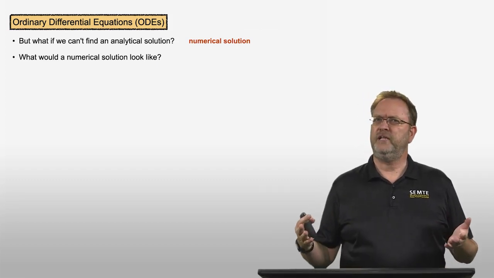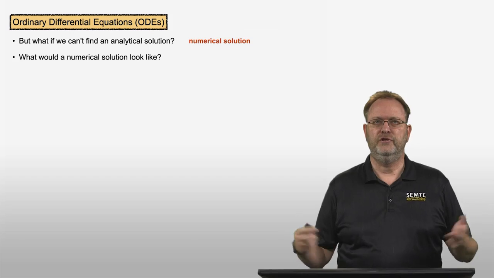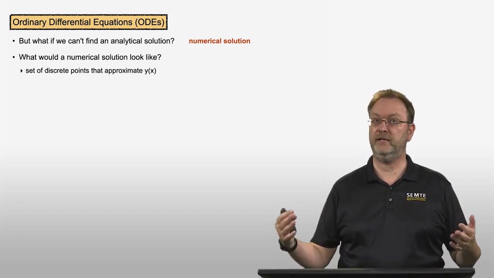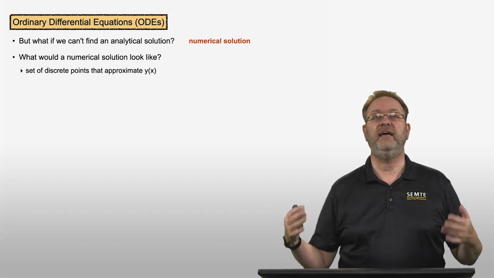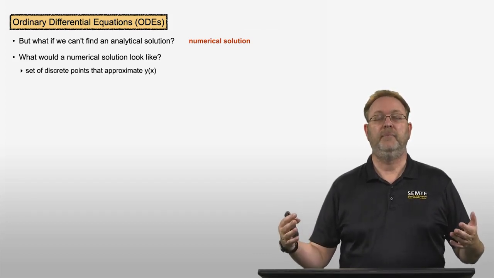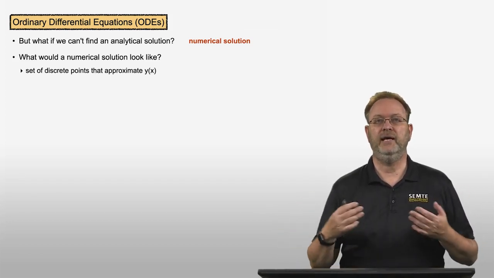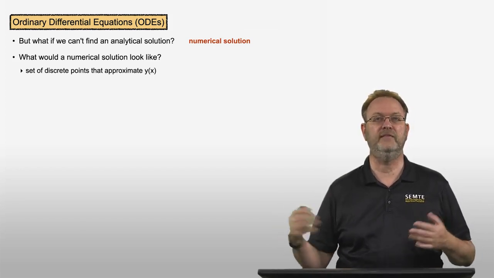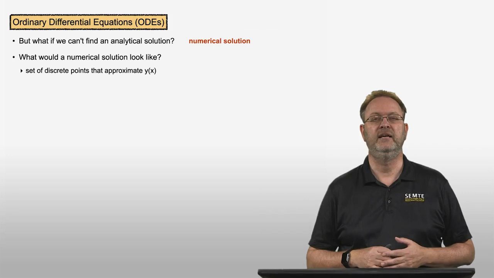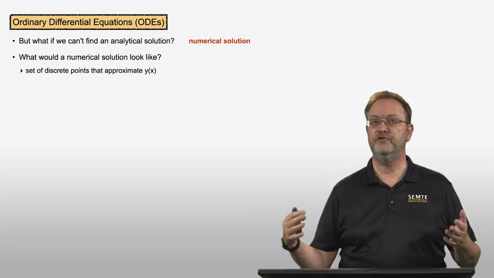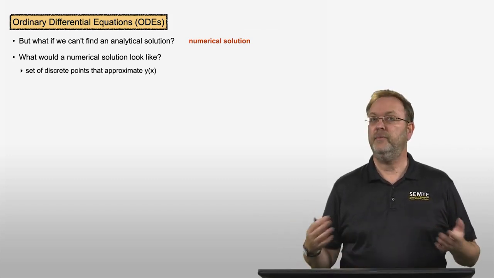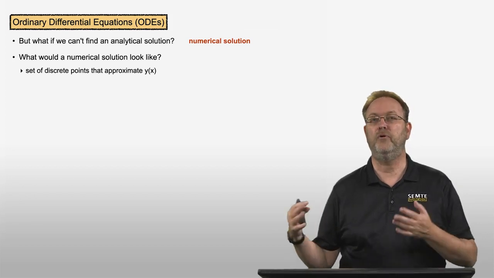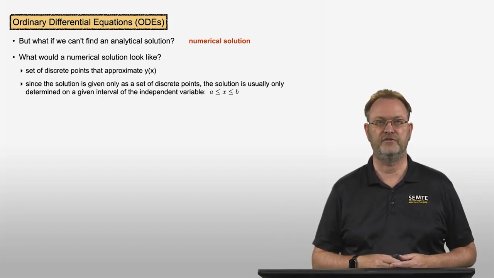Now, what would a numerical solution to an ODE look like? Well, we know that the analytical solution is a function. But the numerical solution will be a set of discrete points that approximate this function. Let's say y of x is the analytical solution to the ODE. Then the numerical solution would just be a set of discrete points that approximate this y of x.